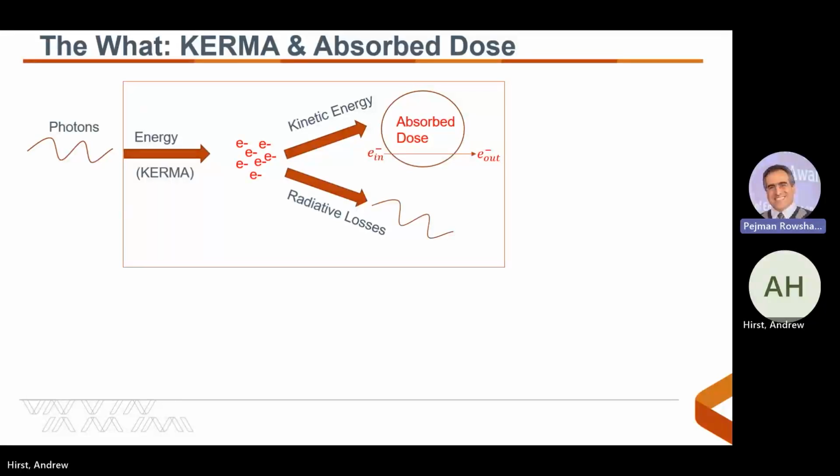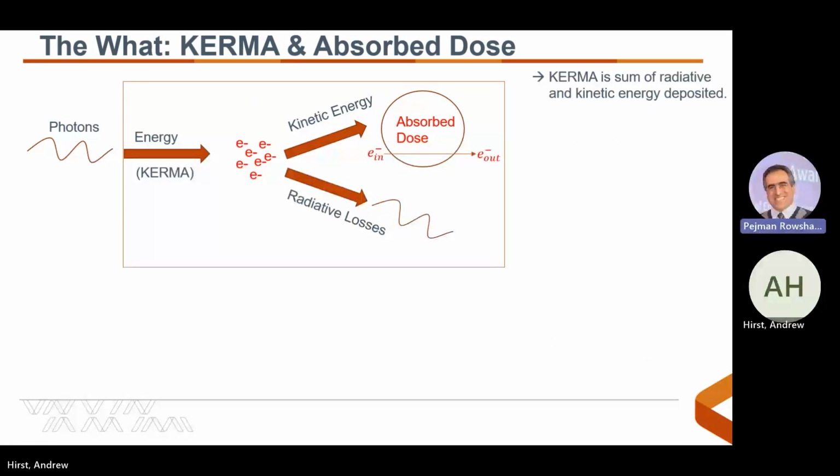So we need to not take into account those radiative losses, but only take into account the kinetic losses in our point of interest. And this is a nice little diagram that illustrates what I just said. So we have a high energy MV photon entering our medium, say water or a patient. It deposits energy in the form of KERMA, so kinetic energy released. It creates a whole lot of electrons, which then can either lose their energy through radiative losses or kinetic energy. And we're interested in this circle or sphere, which we define as where we want to measure our absorbed dose. And it's basically electrons crossing that region, depositing their energy, basically losing velocity, and in the process breaking, for example, DNA strands. We're interested in measuring that quantity.